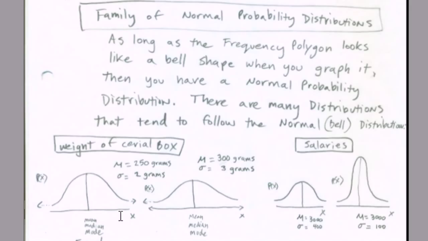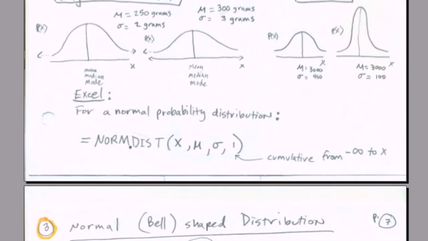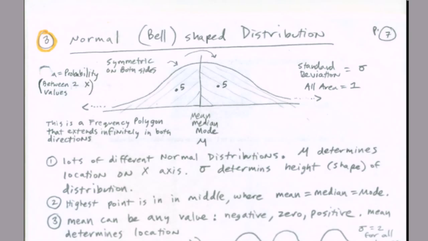Now notice here, this is an example where we have mu equal to 250 grams with a standard deviation of 2. Here's mu equals 300 grams with a standard deviation of 3 grams. Here, the salary for a month is 3,000 with a standard deviation of 400. Here, it's 3,000 monthly salary with a standard deviation of 100. So the standard deviation will actually determine the height. And if you remember, standard deviation is the spread in the data. So it makes sense that there's less spread because all of the data points are clustered right along the mean, median, and mode. Now let's go down and talk about some important points.